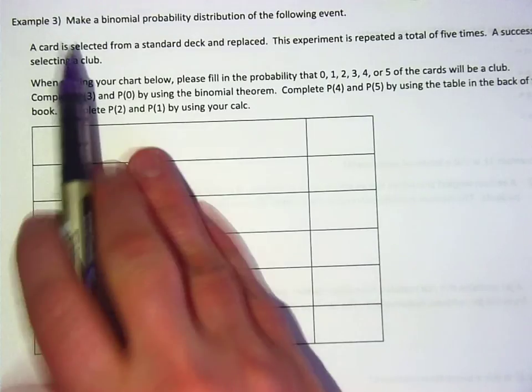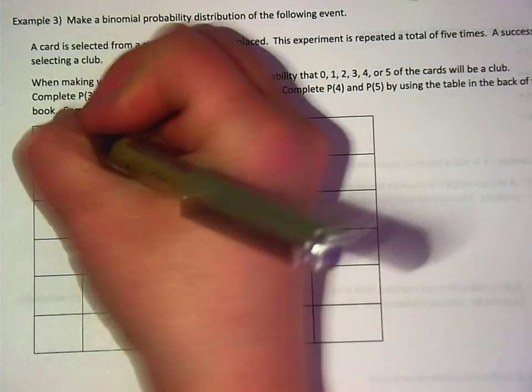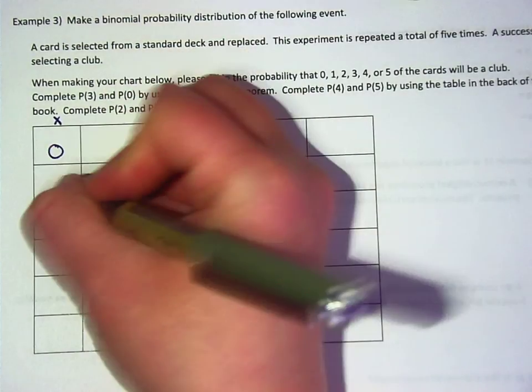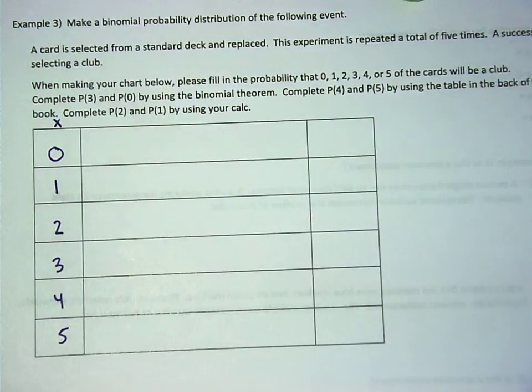It says a card is selected from a standard deck and replaced. The experiment is repeated a total of 5 times. A success is selecting a club. When making your chart below, fill out the probability. Okay, so there are 5 times. So you could get 0 successes, 1 success, 2 successes, 3, 4, or 5.